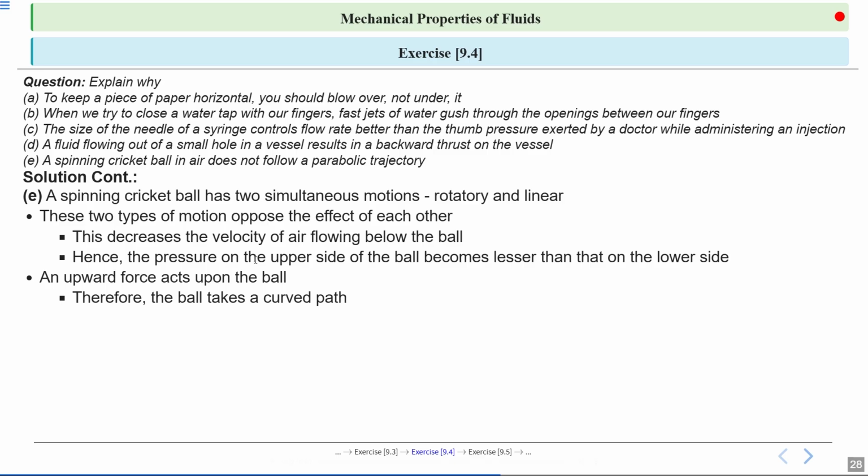So, as a result, the ball follows a curved path instead of a simple straight or parabolic one. This upward force from the Magnus effect bends the ball's trajectory, making it curve in the air. This is why bowlers can make the ball swing or spin in cricket. It does not follow a parabolic path, right? A spinning cricket ball does not follow a parabolic path because the combination of spin and forward motion creates a pressure difference, resulting in a curved trajectory. This is a great example of how fluid mechanics and real world sports are connected.